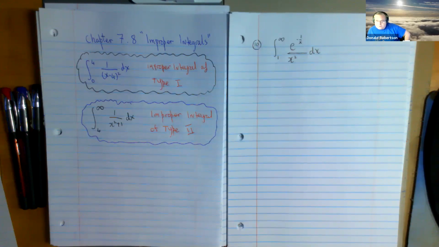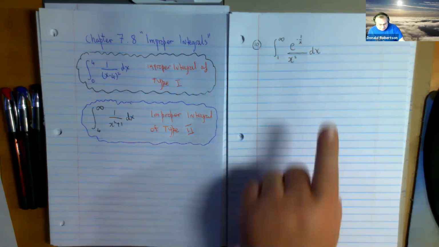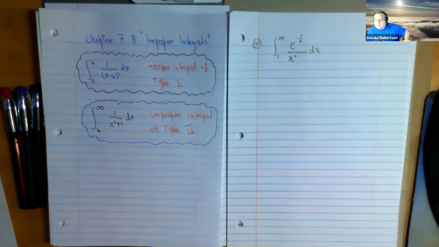The second thing we're going to do after that is look at what's called the comparison test, which is basically a shortcut way that tells you whether or not your particular integral is going to converge or not. It doesn't tell you what it's going to converge to, but it does tell you if it's going to work.